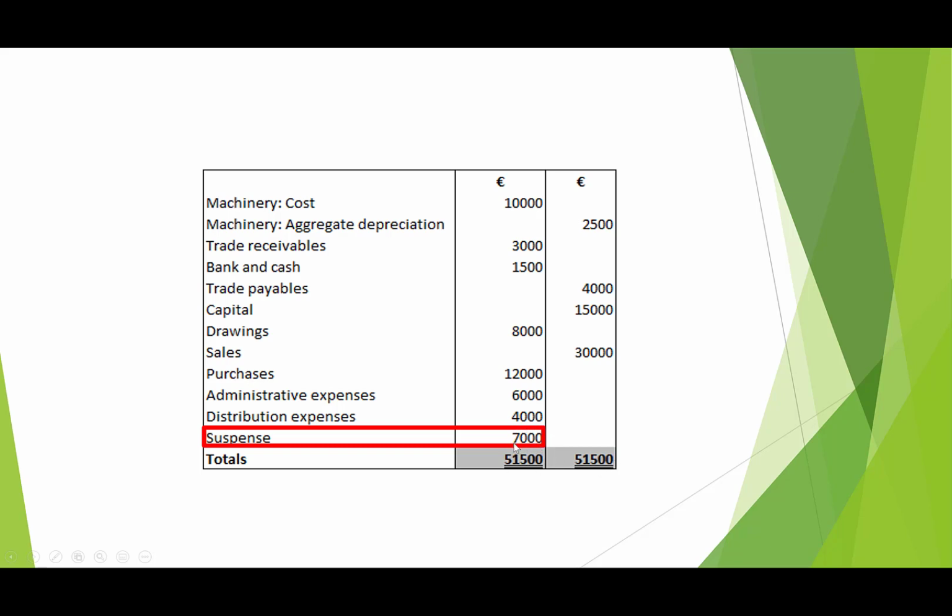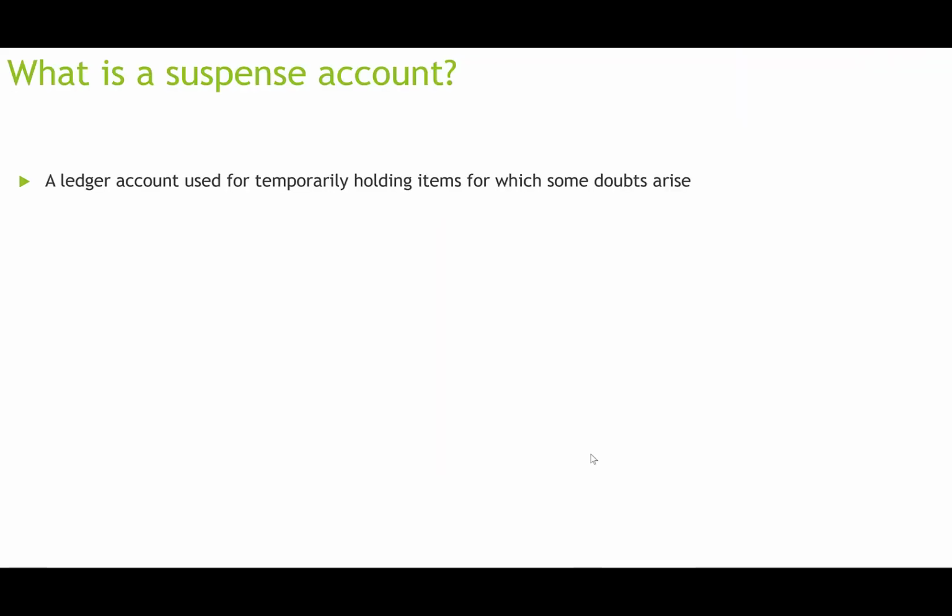So if that €7,000 on the screen wasn't included, the trial balance would not balance. And of course, trial balances must balance. It's the nature of the accounting process that requires that they balance. So to sort of summarize this, it's a ledger account.